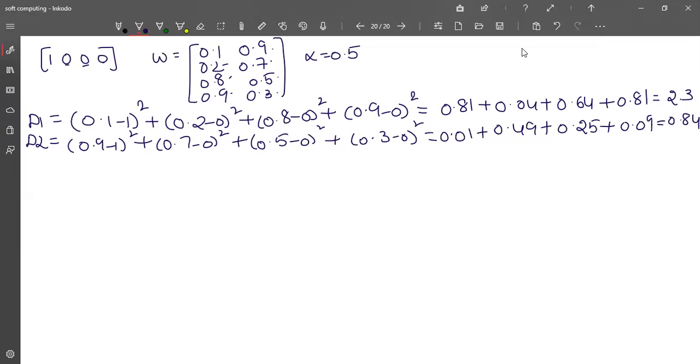Now, D1 is 2.3 and D2 is 0.84, which means D1 is greater than D2. So since D2 is minimum, D2 is winning. So it's time to update the second row of the weight. Let's update 0.9. Our old weight 0.9 plus alpha 0.5 into (our x1 is 1 minus our old weight 0.9).